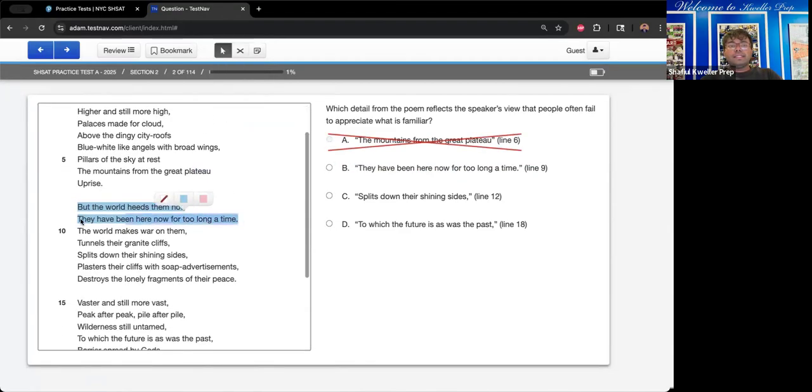So what is this talking about? This is talking about what people think about nature. People think, oh yeah, the nature has been here for so long of a time. So the idea that comes after this, why did the author say this?